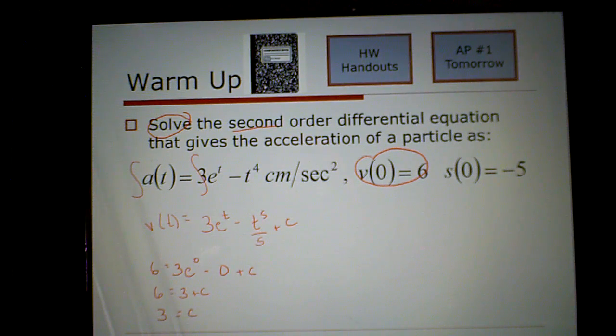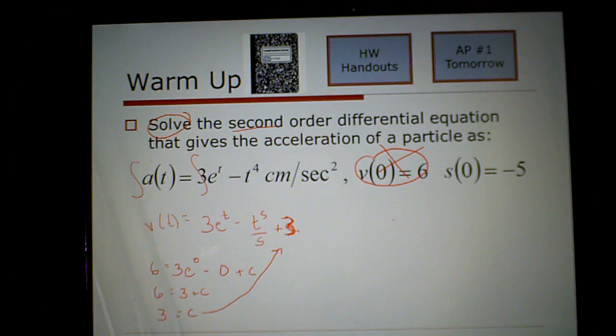So my final answer, velocity, given the initial, silly me, is 3e to the t minus t to the 5th over 5 plus c. But I'm only halfway done.